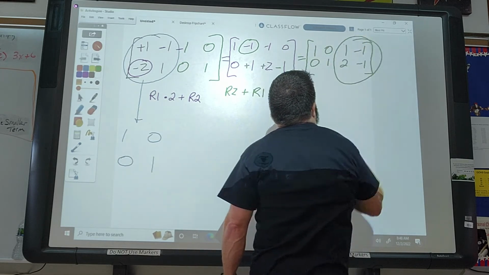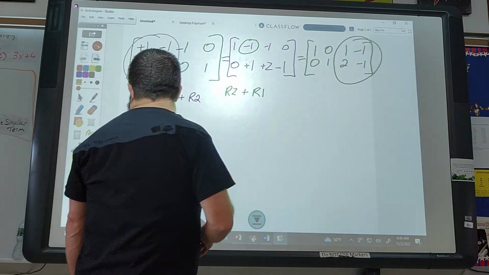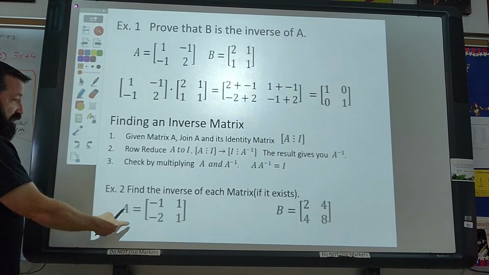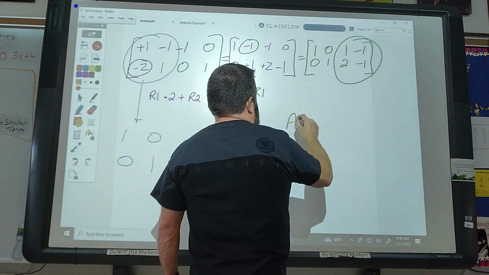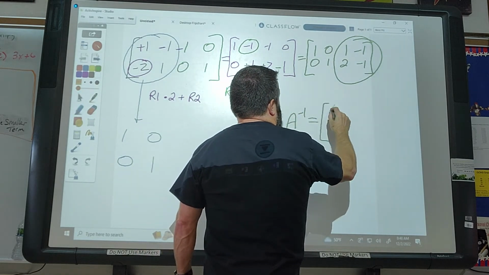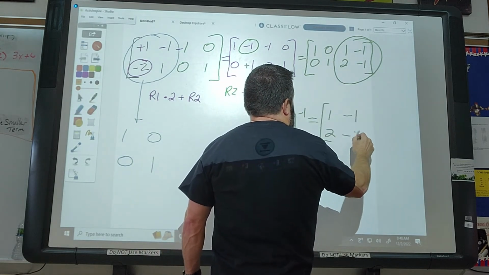So what I end up with here, this right here, that is the inverse. I had labeled it as A, so the inverse of A is 1, -1, 2, -1.